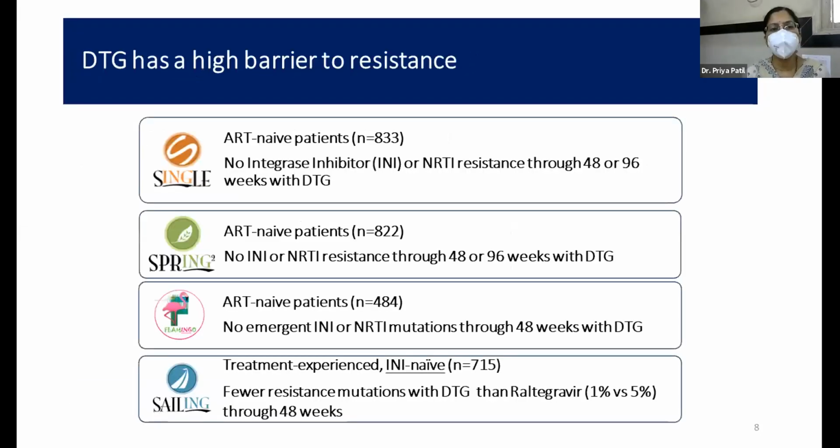Now, again, there have been different studies. I am not going to go into detail of all these studies. The SINGLE study, SPRING study, then there was the FLAMINGO study and SAILING studies. Now, all these studies showed that there were fewer resistance mutations with dolutegravir than raltegravir. So dolutegravir was superior to raltegravir in the SAILING study. The superiority over raltegravir was established. Again, in the FLAMINGO study, there were no emergent integrase inhibitor mutations through 48 weeks with dolutegravir. So definitely there was a high barrier to resistance.